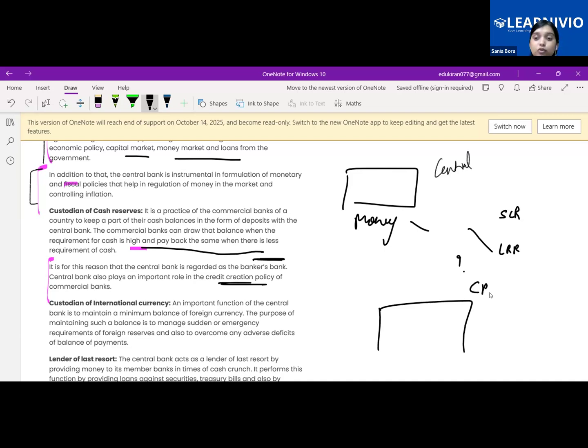Because until and unless you put the CRR or the reserve ratio, you cannot calculate the money. You cannot create the money, right? So in money creation also, in credit creation also, central bank plays a major role, right?